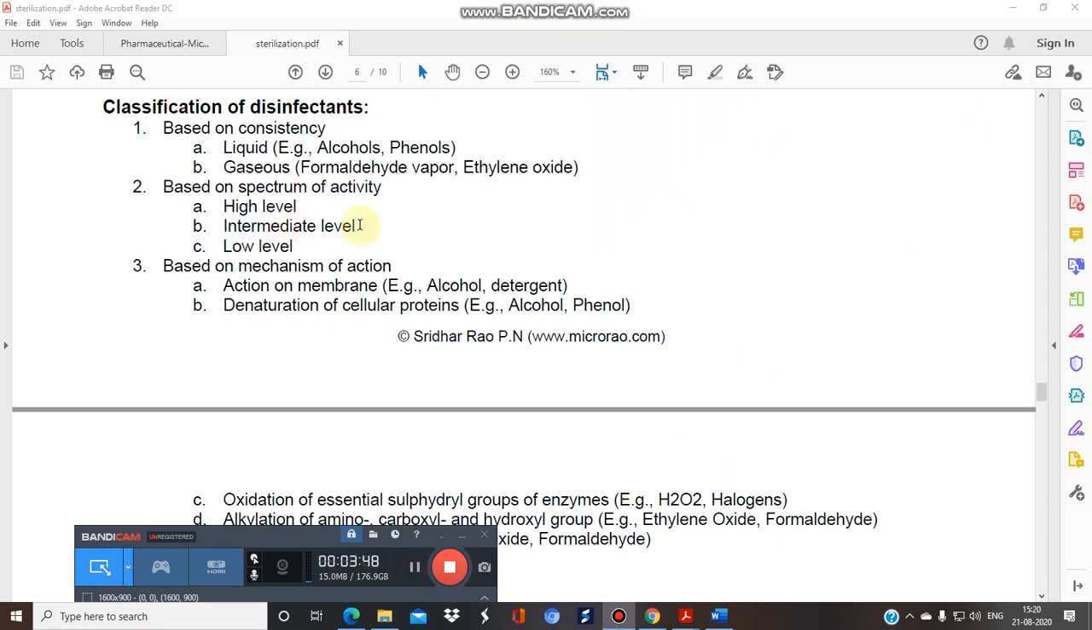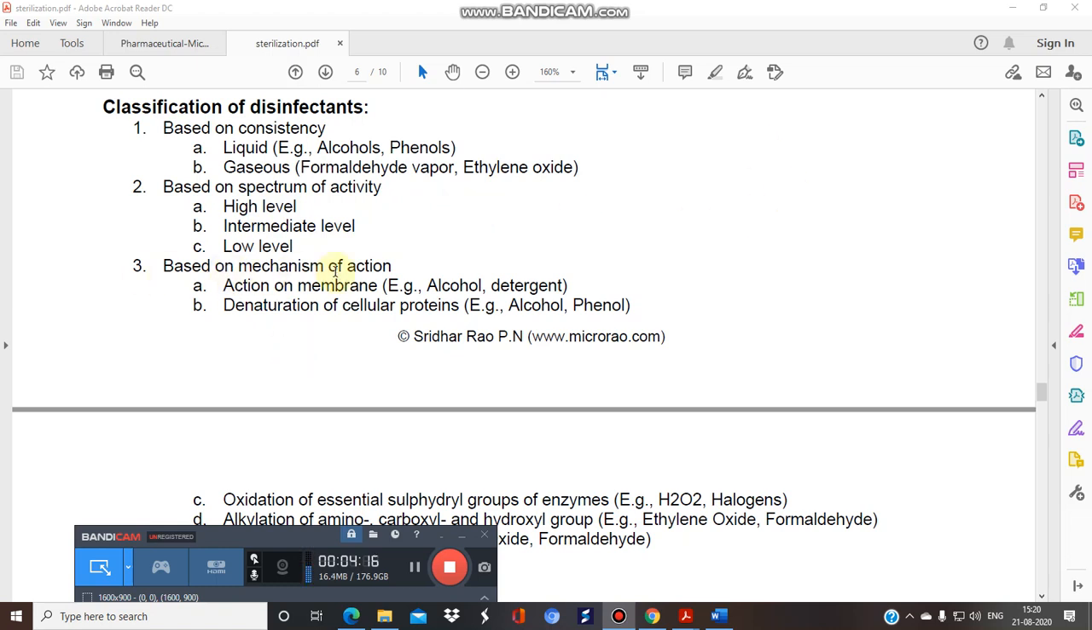The second classification is based upon the spectrum of activity: high level, intermediate and low level. Disinfectants which are active against a large number of microorganisms are categorized into three types: high, intermediate and low level. Low level disinfectants act on very few microorganisms.